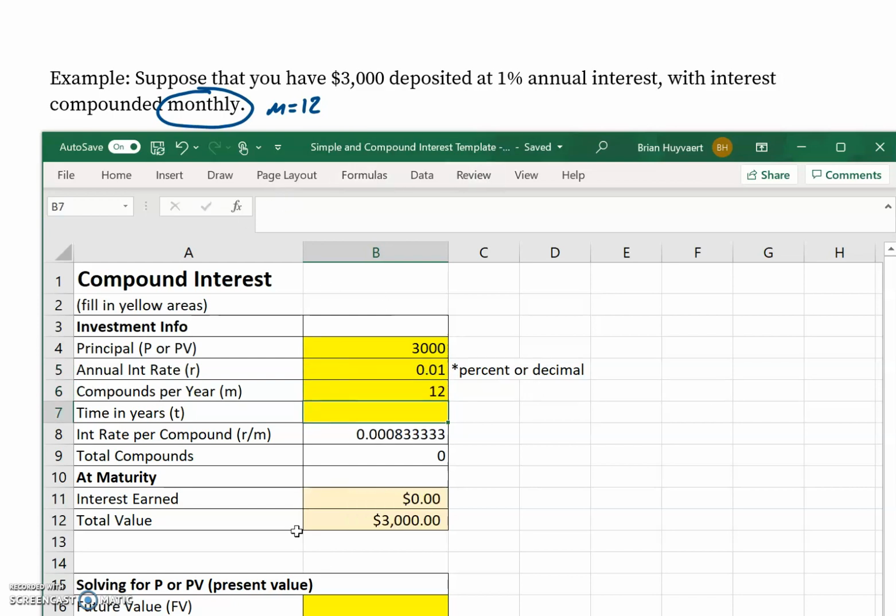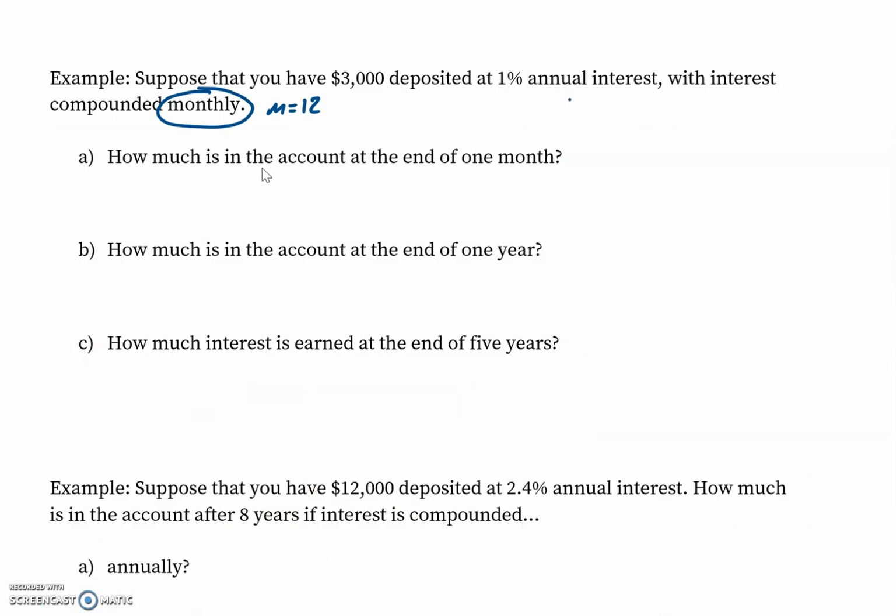We've got 12 compounds a year. And then let's see, we've got to figure out a time in years. So what does this want us to do? How much is in the account at the end of 1 month, 1 year, and 5 years? Well, the second and third parts of this are pretty easy, right? 1 year is just t equals 1. 5 years, t equals 5. We've seen this before with the simple interest. 1 month, well, t is not going to be 1 because that's what we have in part B. That's 1 year. So we're going to do 1 out of 12, right? 1 month is 1/12 of a year.